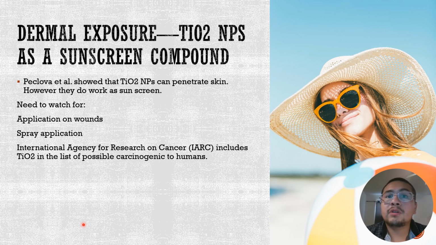Let's say you put the sunscreen on sunburned skin, which is already damaged. So we don't know if these things are actually penetrating through the skin and accumulating in the tissue. The International Agency for Research on Cancer, IARC, includes titanium dioxide in the list of possible carcinogens to humans. So what they said is it might be possible that this might be causing cancer, but we don't really know for sure, because there's a lot of different factors that are involved in this.